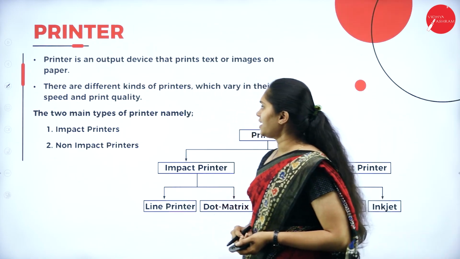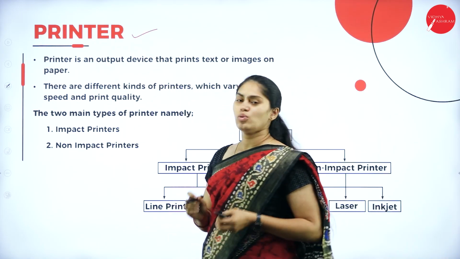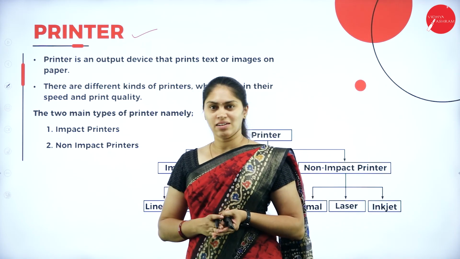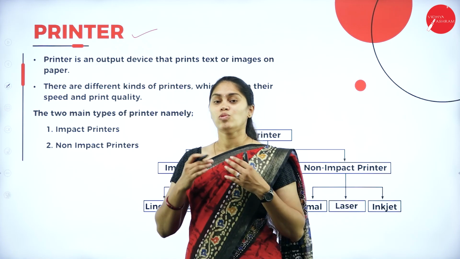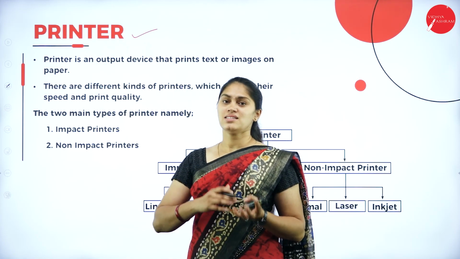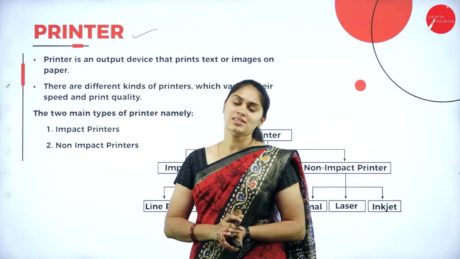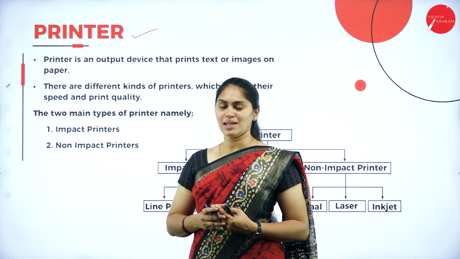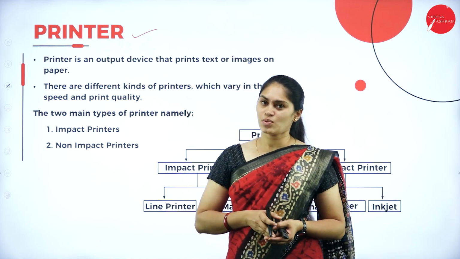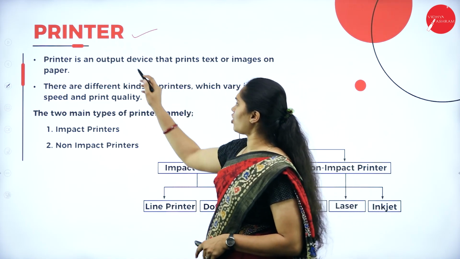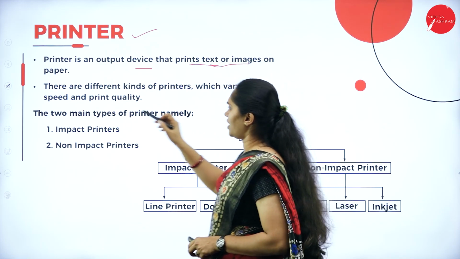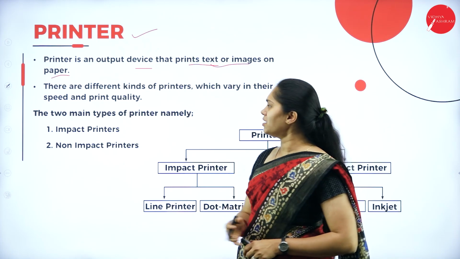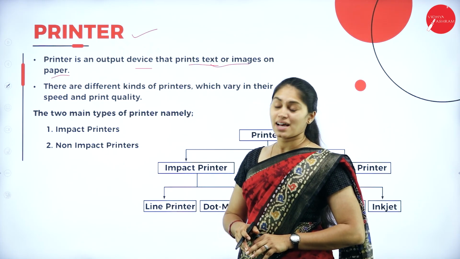Fine. We'll see the next one, that is the printer. Why do we require a printer? To have output as a soft copy, we require a monitor. Then what if I want output that needs to be produced on paper? When we require a hard copy as output, we require printers as well as plotters. A printer is an output device that prints text or images on paper. So in order to print text or any image on paper, we use a printer as an output device.